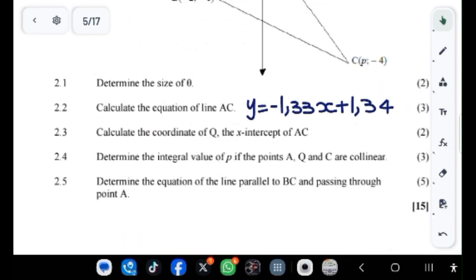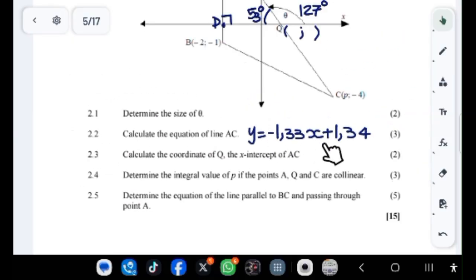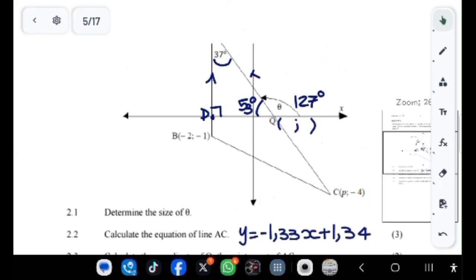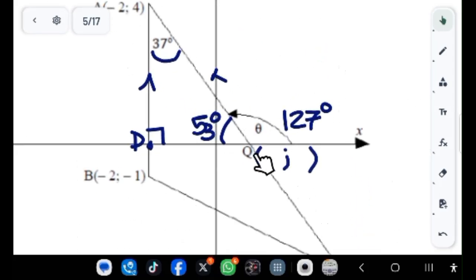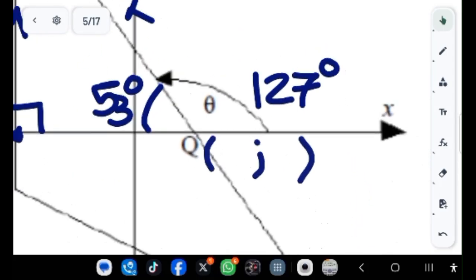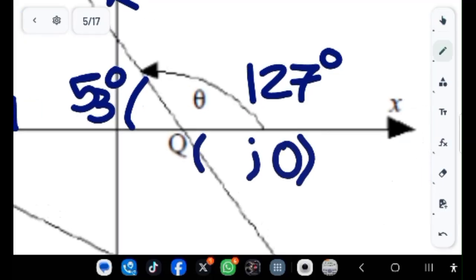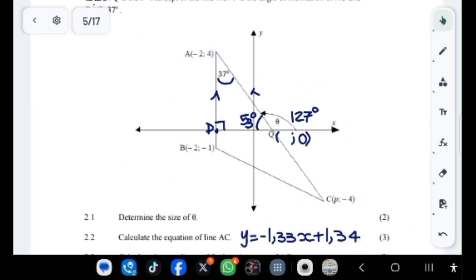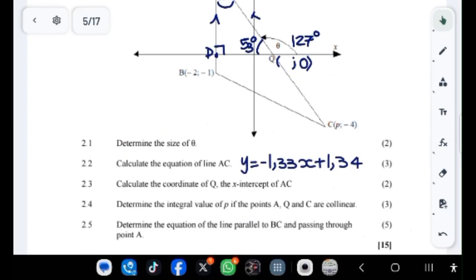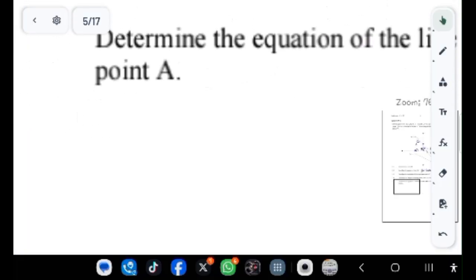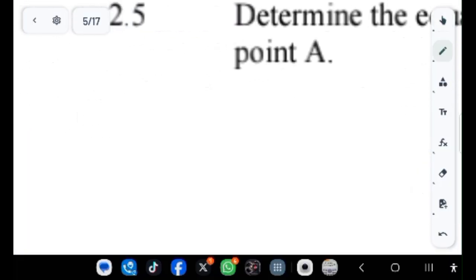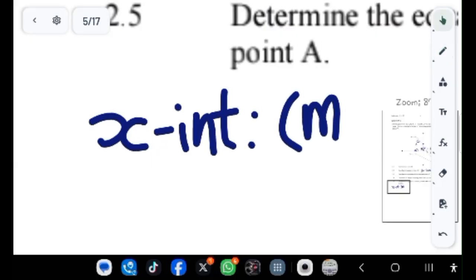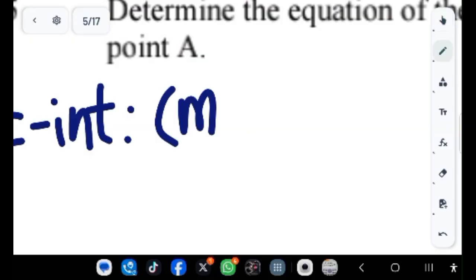Calculate the coordinates of Q, the x-intercept of AC. AC has the equation negative 1,33x plus 1,34. Now we know that the coordinates of Q will have 0 as the y coordinate because it's on the x-axis, so we're looking for the x coordinate. It lies on the line AC, so we find the x-intercept. To find the x-intercept, we make y 0.